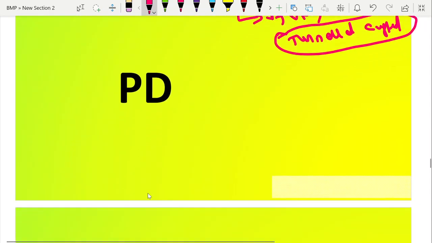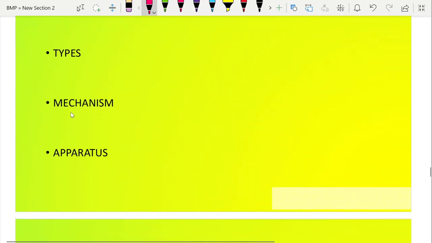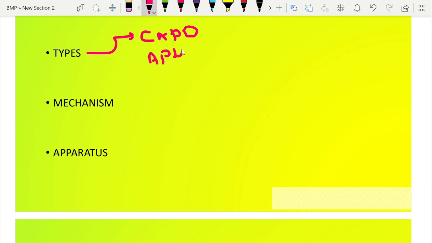Coming to the next one. The next form of RRT, peritoneal dialysis. Here also: types, mechanism and apparatus. Types: continuous ambulatory peritoneal dialysis and automated peritoneal dialysis. And these are all the things for CKD. In acute PD, if you are using PD in an AKI, this is called acute PD.